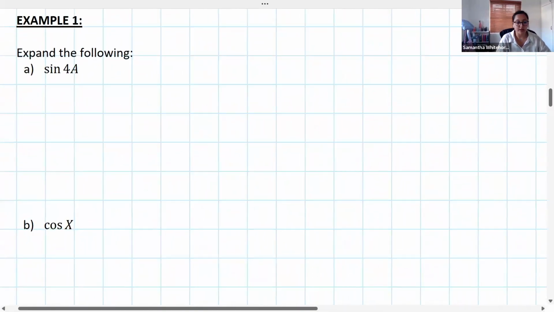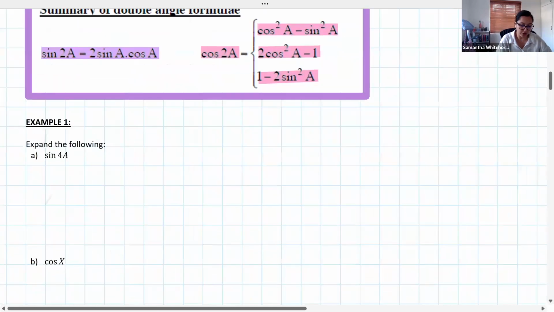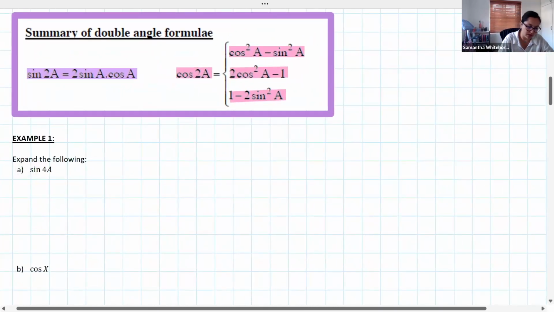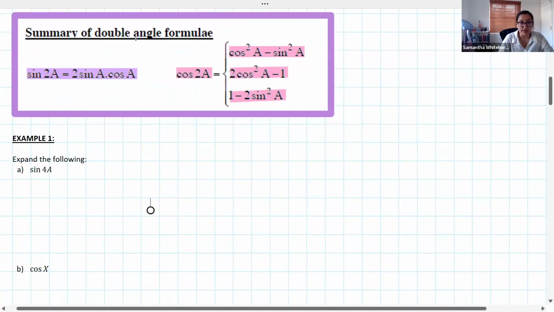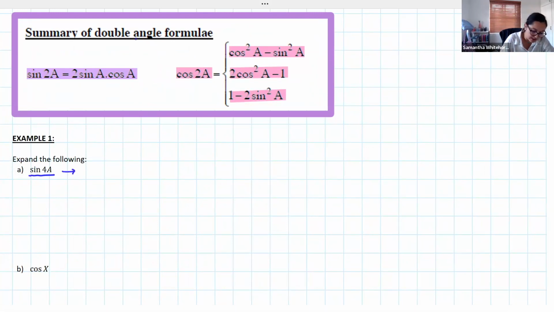All we want to do here is we want to expand the identities. Going to leave our identities up for us. We want to expand. So what we have is sine of 4A. Now remember I said to you, any angle can be broken down as a double angle. I could write this as sine of 2 times 2A. That is the double angle or double of angle 2A.